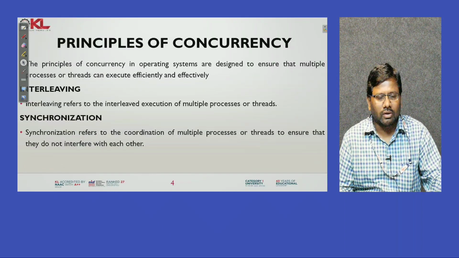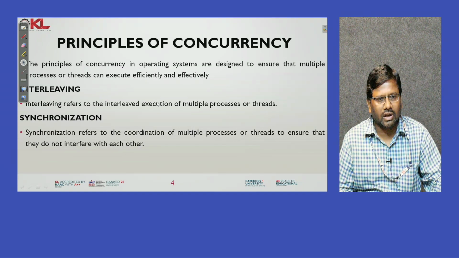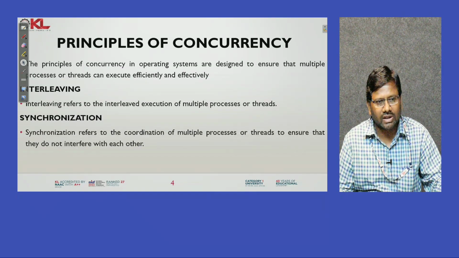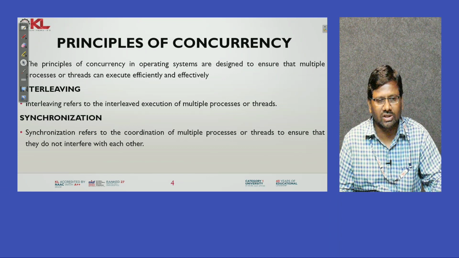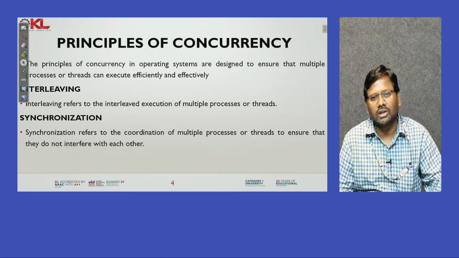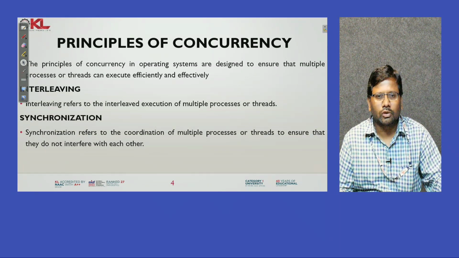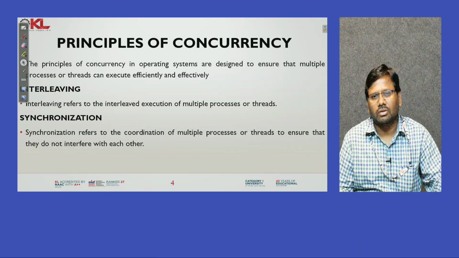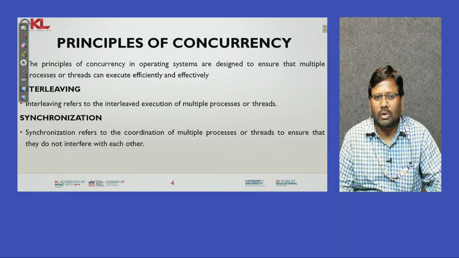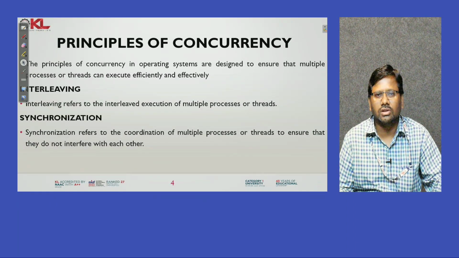Next, there is the principle of concurrency. There are two concepts we have to study: interleaving and synchronization. Syncing means coordination. Coordination means how we achieve concurrency with the help of processes and threads. There must be good coordination among them, because with their help we carry out multiple tasks. If there is no good coordination, we cannot achieve concurrency.